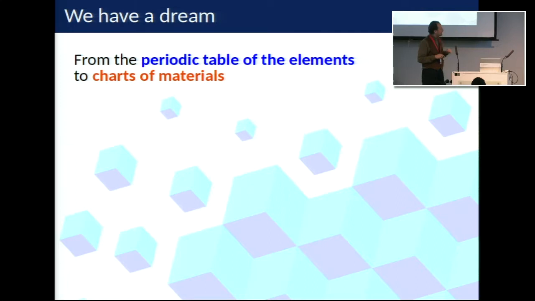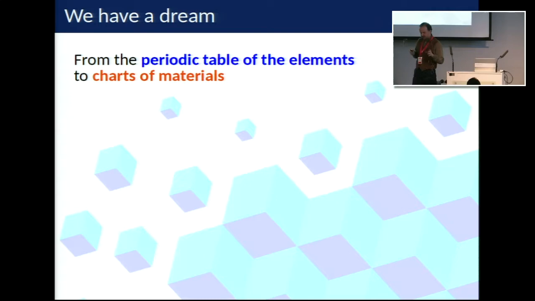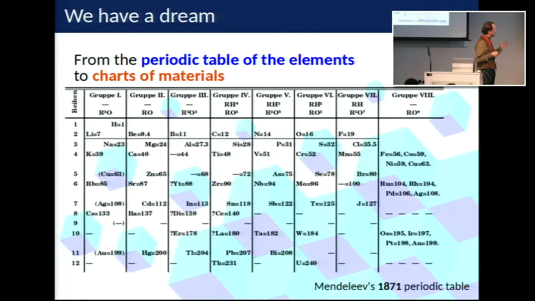And again, I'm spending a little bit of time building the context. The idea of building maps to understand the trends and possibly missing spots is very old. I show two examples. One is somewhat in material science, it's chemistry. This is the known periodic table of Mendeleev.